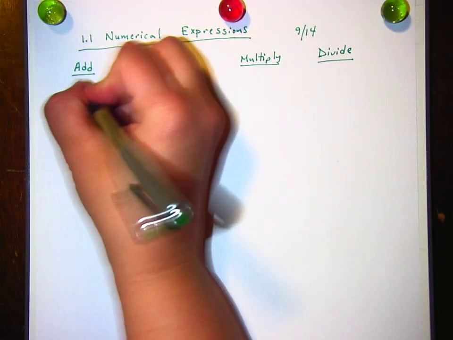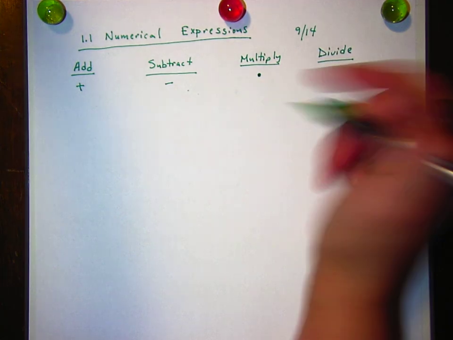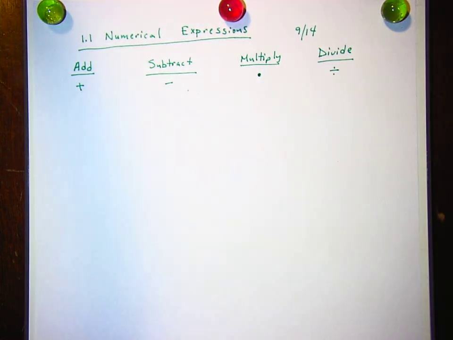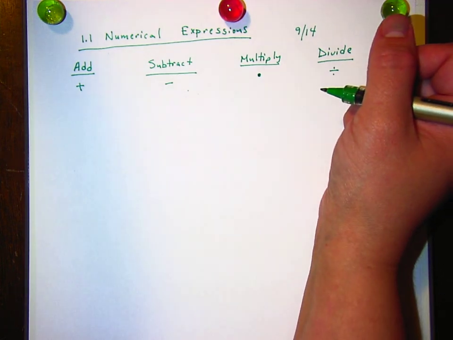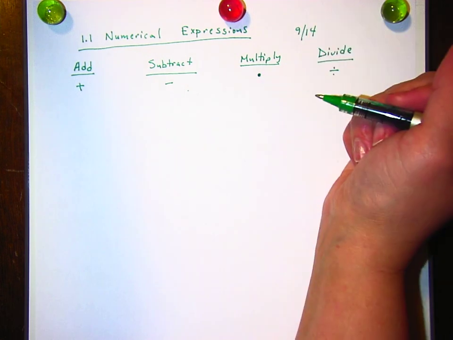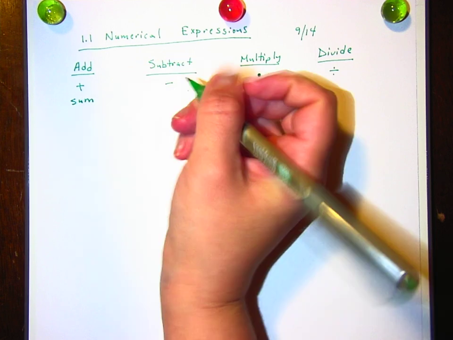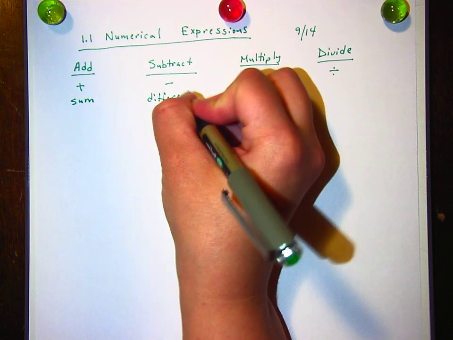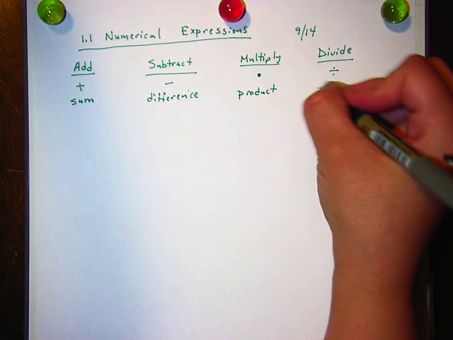All right, so you got adding, subtracting, multiplying, which I'm using as a dot now, not an X, and dividing. Multiplying, instead of an X, which could seemingly represent a variable, which is something we don't want because we'll be solving for X later. So from now on, we're always going to use a dot for multiply. But other words that mean these same things are sum for add, difference for subtract, product for multiply, and quotient for divide.